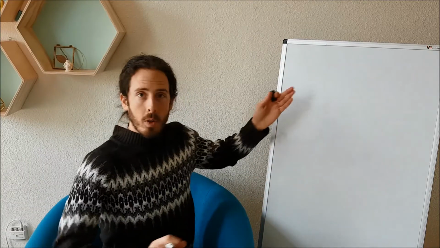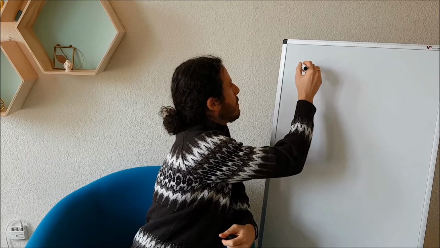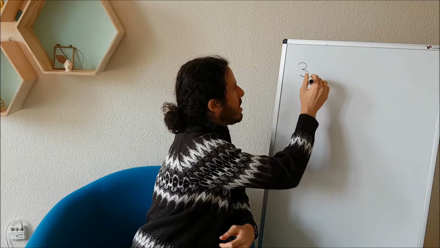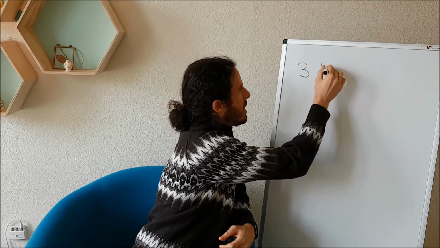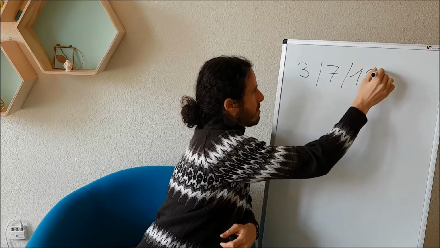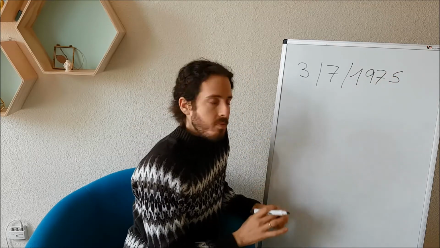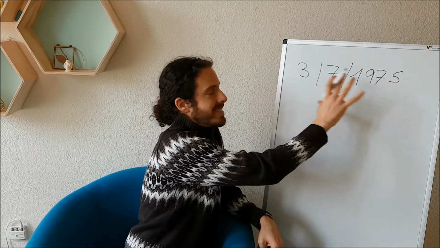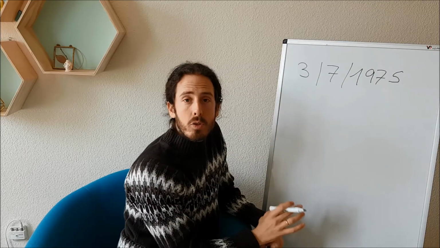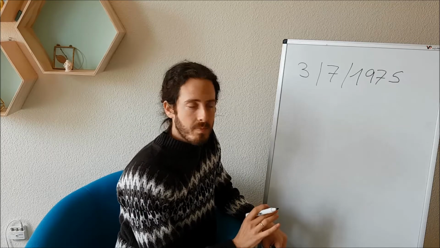It's pretty simple. It is based on your date of birth. Just follow what I do here. We'll just take a random date of birth. Let's take the 3rd of July, 1975. What you want to do is sum up the entire date of birth and reduce it into one single digit. Now, the way you do that is in a few stages.